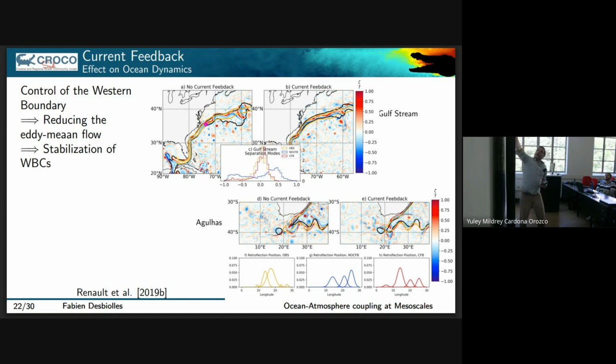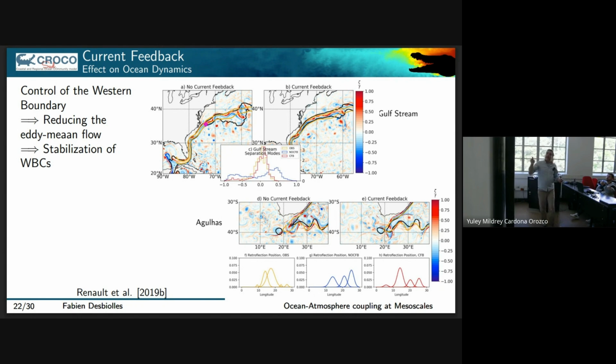This has been done also for the Agulhas current, and the Agulhas current is very important for the retroflexion, which is a very challenging thing in modeling. Here we have shown that with the current feedback, we get the retroflexion in a better way. So this is very important for the stabilization of this western boundary current. This is the oceanic, large scale response of the current feedback.